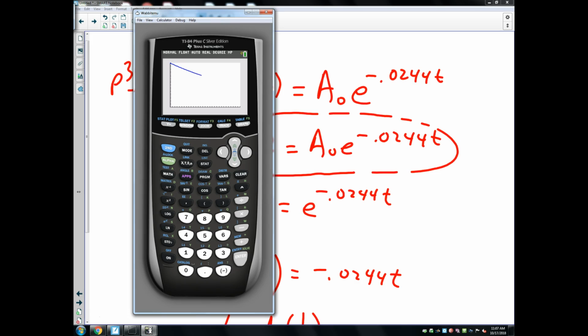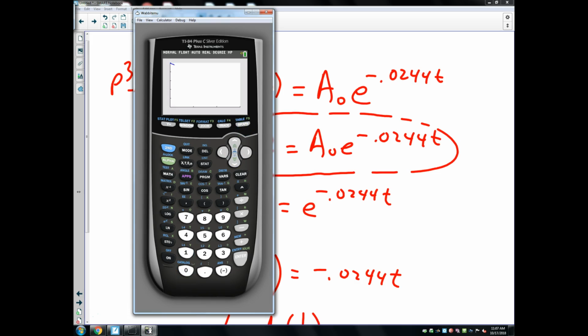So there's your decay curve. It's starting at 50. Let's see where it hits 25. There you go. I don't know if I like my scale. Let's make a scale of 10 on the x-axis and a scale of 10 on the y-axis, just to make it easier to read.